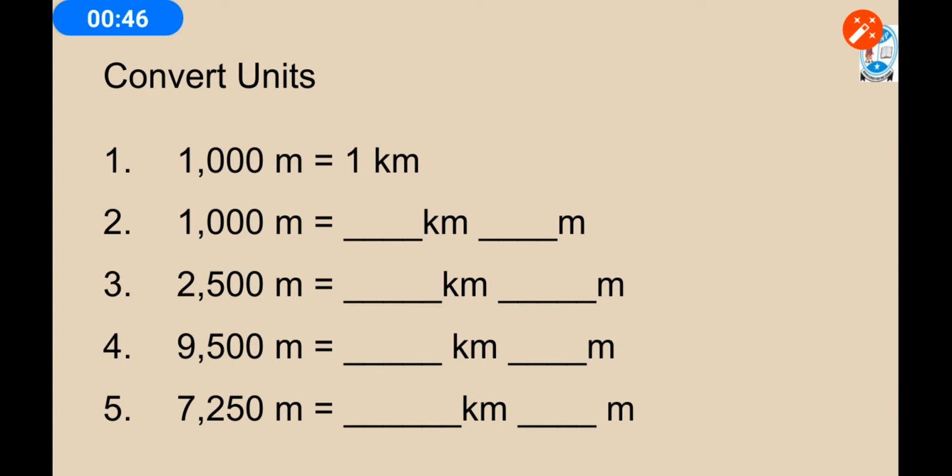In the last lesson, we said 1 kilometer is equal to 1,000 meters. So let's do this together now. 1,000 meters is equal to 1 kilometer. Now 1,000 meters is what? Yes, 1 kilometer. And how many meters? 0 meters. Let's go to number 2.